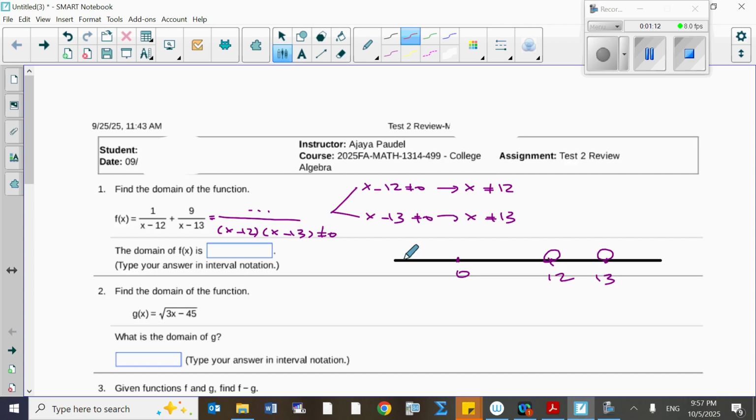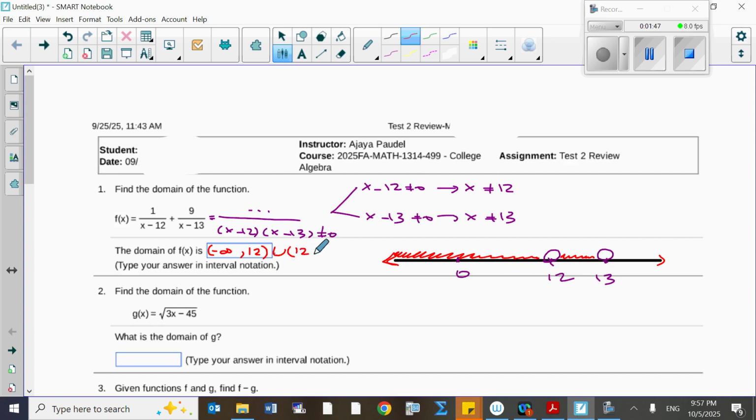Now, if I want to find the domain, I need to move from left to right, and I see that everything here is included, and I'm coming from the left side, where there is an arrow. So the domain will be from negative infinity. And I continue moving. When I reach 12, I have to stop and then go after 12. So at 12, I have a stop here and then union, continue moving after that until we reach 13.